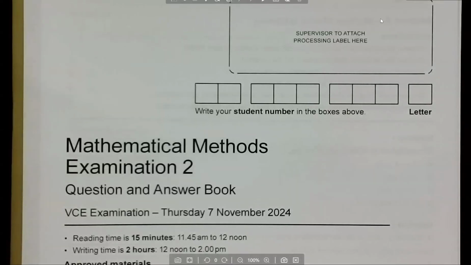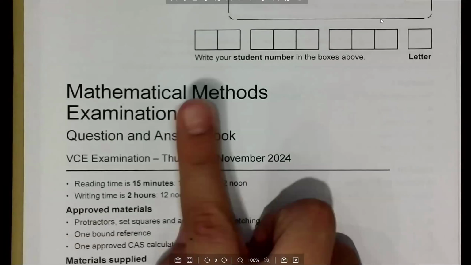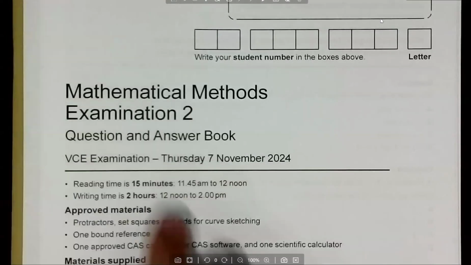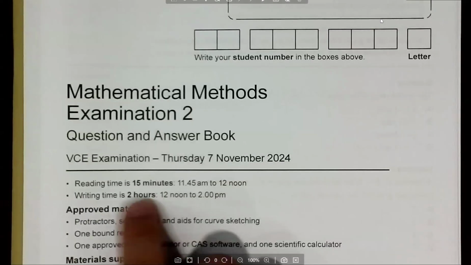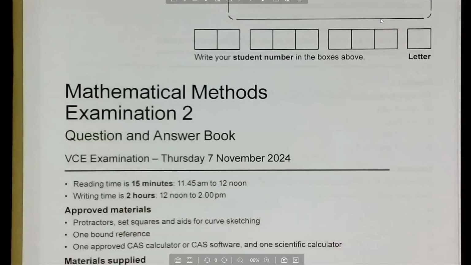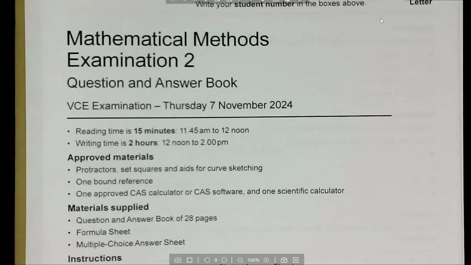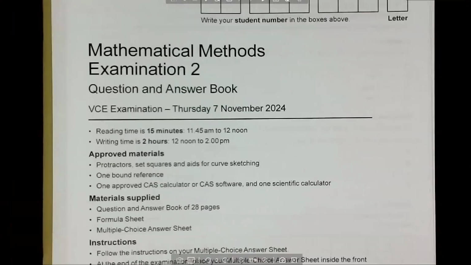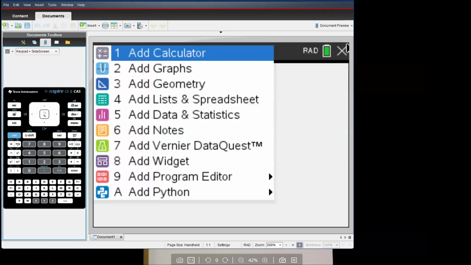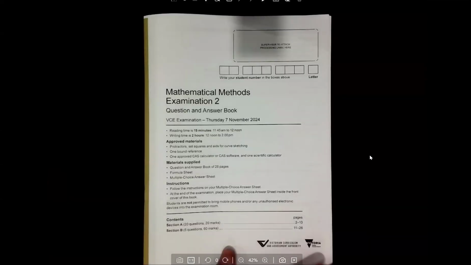In this video, I'm going to quickly run through Section B of this 2024 Mathematics Exam 2. You can see you have 2 hours for writing, 15 minutes for reading. But today, I'm just going to focus on Section B of this paper, okay? And I'll bring up my CAS calculator. All right, so let's have a look at Section B.